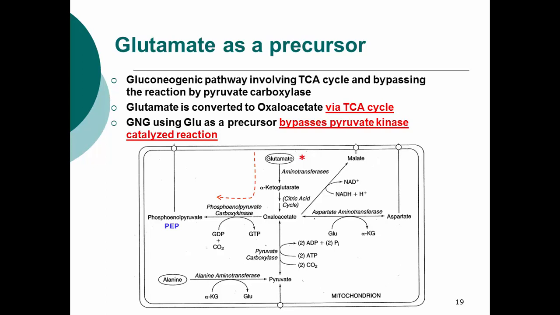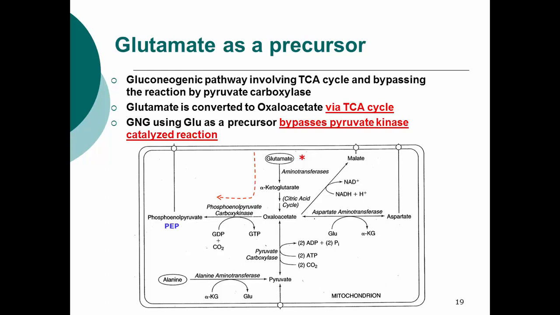Glutamate, I mentioned, can also be used as a precursor, but it only involves the three key reactions in the gluconeogenic pathway. Glutamate is first converted to alpha-ketoglutarate and then enters the TCA cycle. So the TCA cycle is also involved in gluconeogenesis from glutamate.